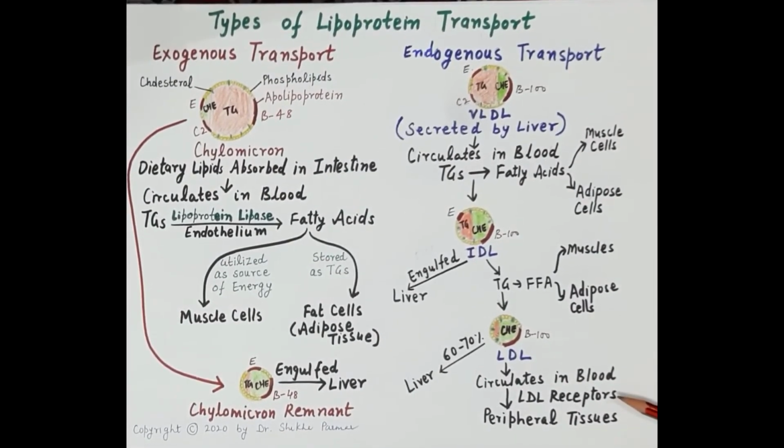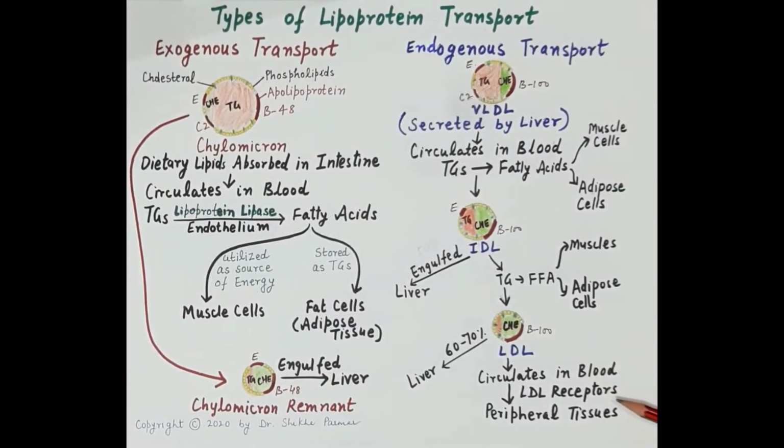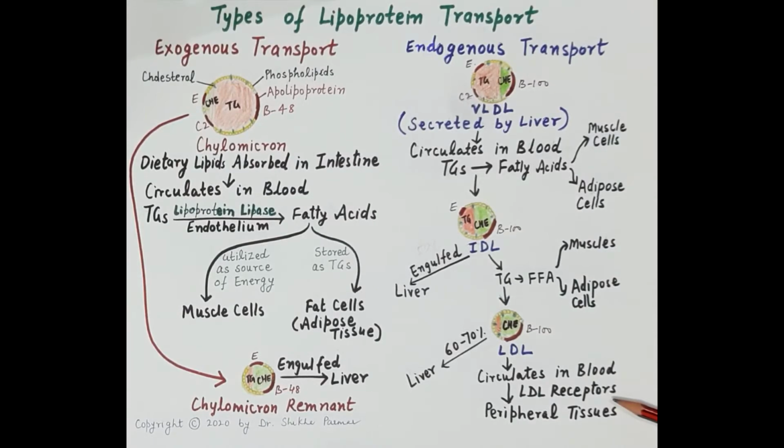Now the cells of these peripheral tissues express LDL receptors, and the LDL, that is the low density lipoprotein, binds to these LDL receptors which are expressed on the surface of peripheral tissues, and this results in the uptake of LDL by the peripheral tissues. Now these peripheral tissues utilize LDL for the synthesis of cell membrane, for the synthesis of bile acids, vitamin D, or for the synthesis of steroidal hormones, as we have already discussed.